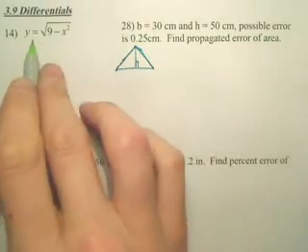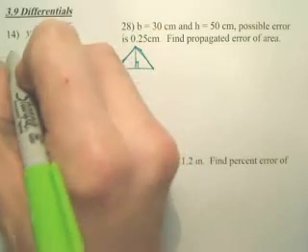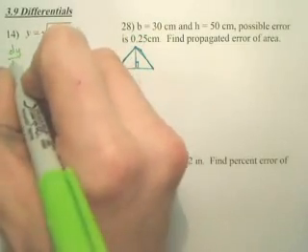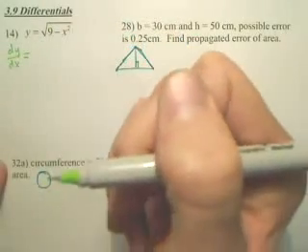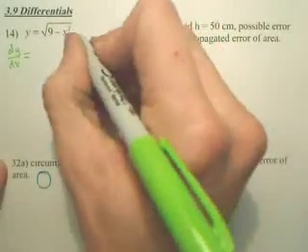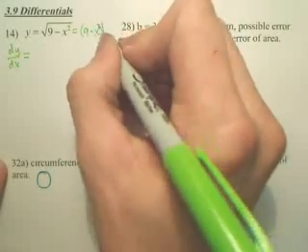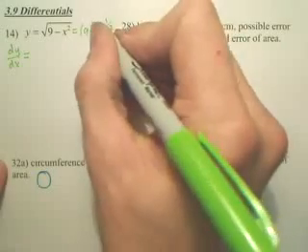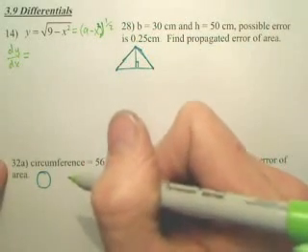We are going to find the differential of this. So basically, we're going to find the derivative. And I'm going to write dy/dx instead of y prime. So dy/dx, I'm going to rewrite this one as (9 minus x squared) to the 1/2. It's easier to derive it then.